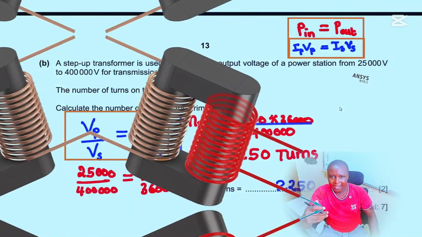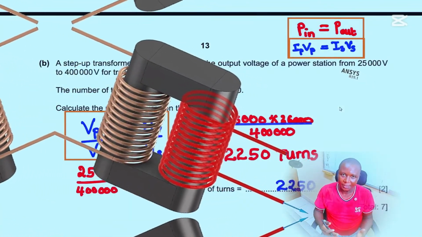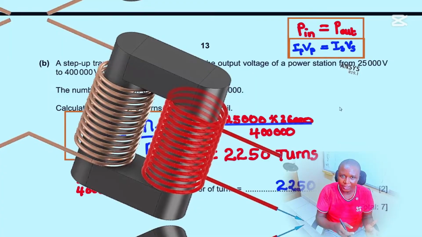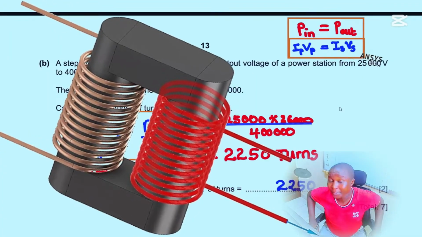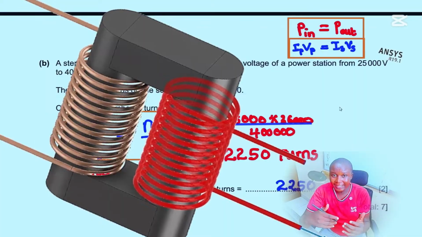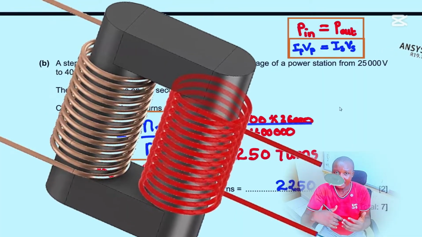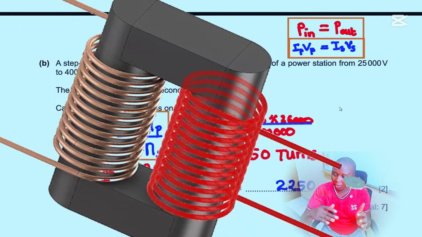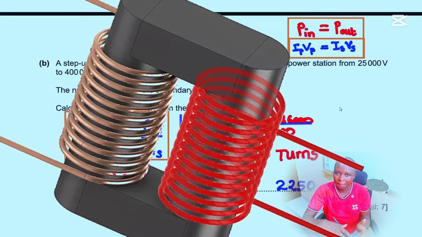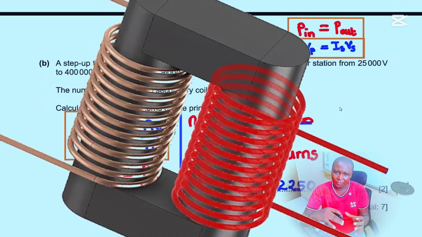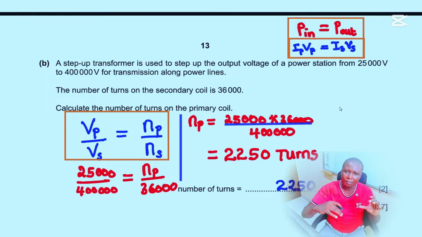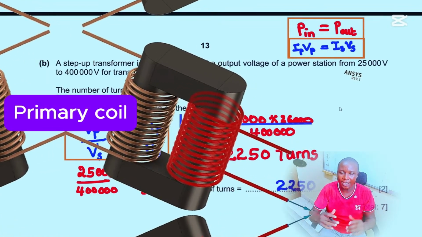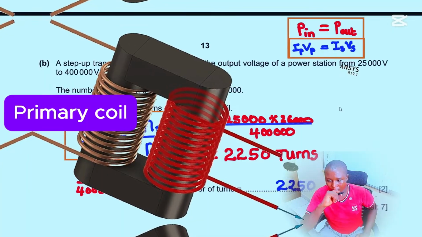A transformer is an electrical device that can increase or reduce voltage. Let me repeat: a transformer is an electrical device that can increase or reduce voltage. The main parts of a transformer are a primary coil, a secondary coil, and a soft iron core.